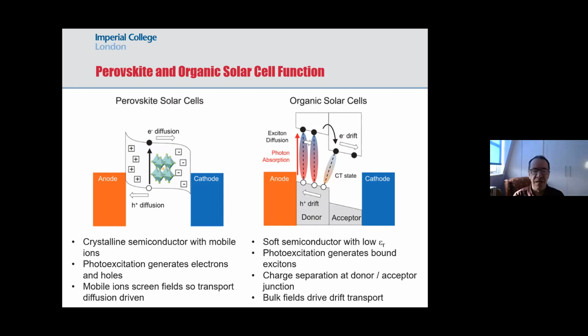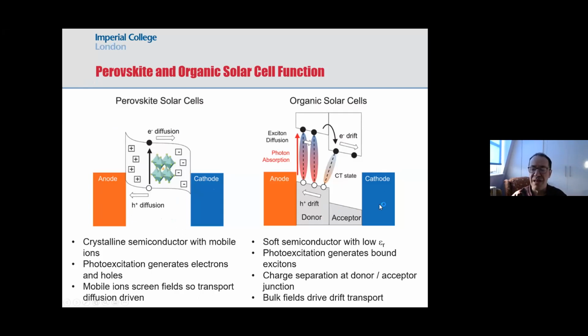One of the particular characteristics of these organo-halide perovskites is that they have mobile ions. And this means that even if the anode and cathode have different work functions, this difference in work function does not generate a field in the bulk of the device, because the ions move to screen those fields. And so charge collection of these devices is driven by the diffusion of electrons in one direction and holes in the other direction to drive current generation and performance.